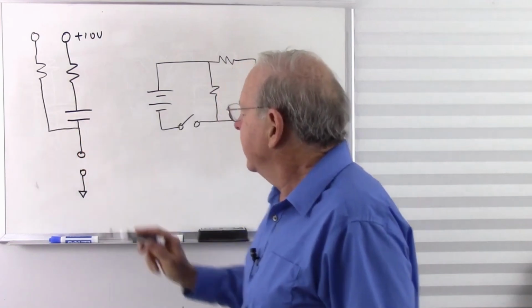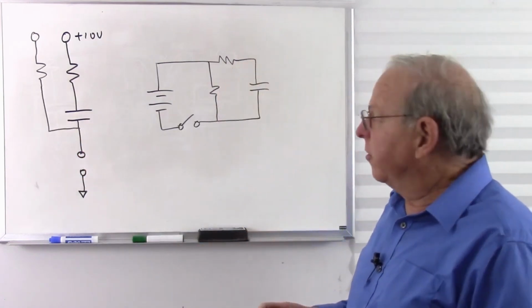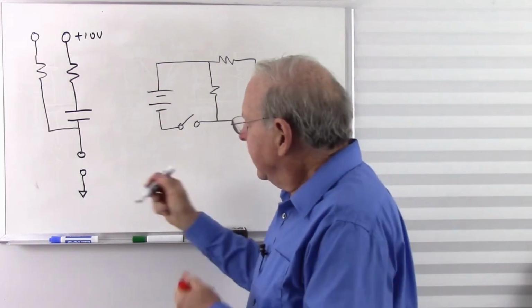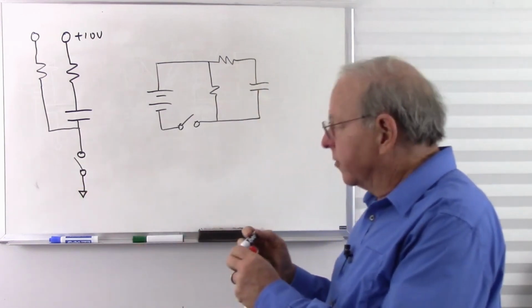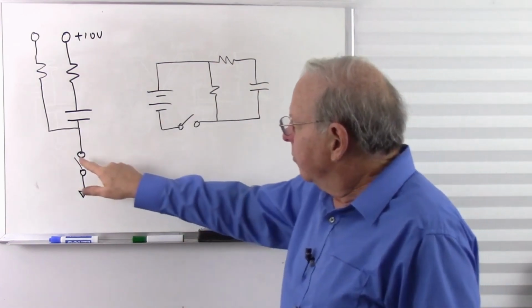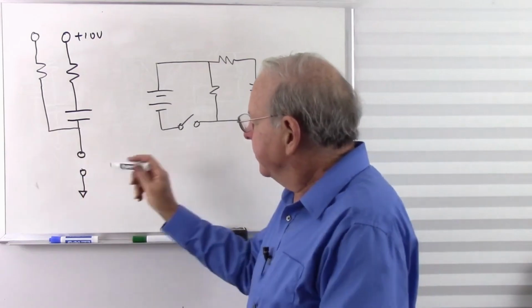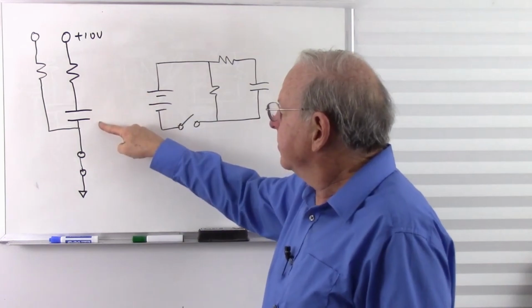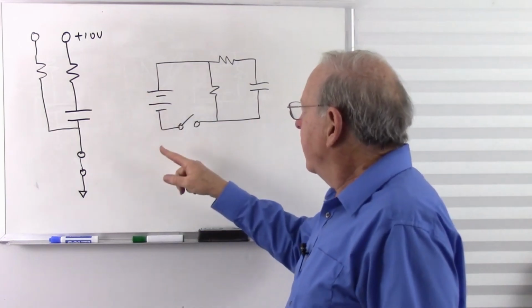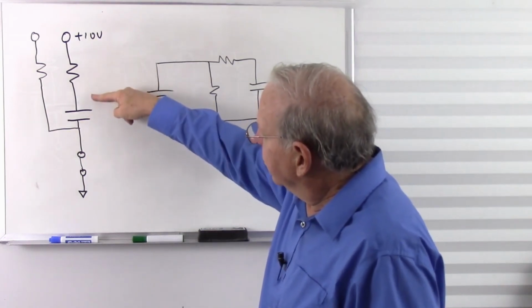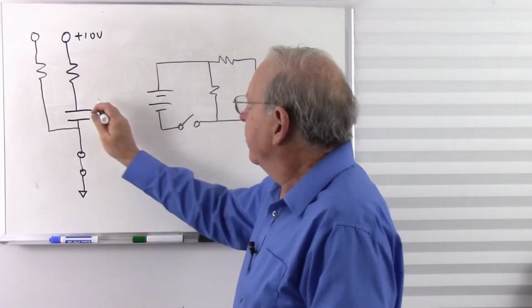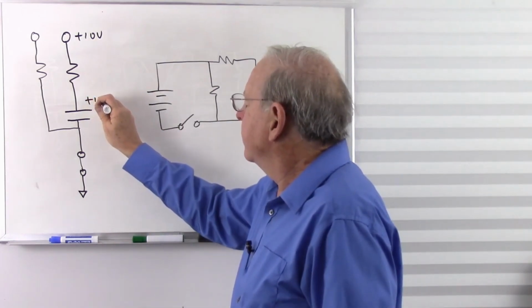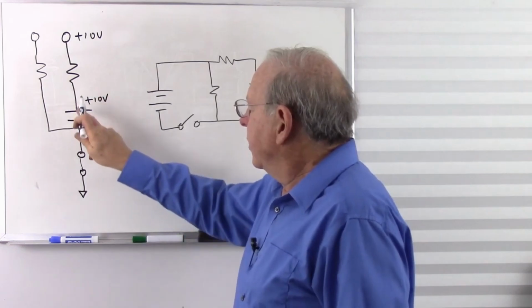So let's go ahead and follow how this goes for a second. So I close the switch, and this capacitor starts to charge. And it goes up. Eventually, this capacitor reaches 10 volts. And this is going to be 0 volts because that's going to ground.